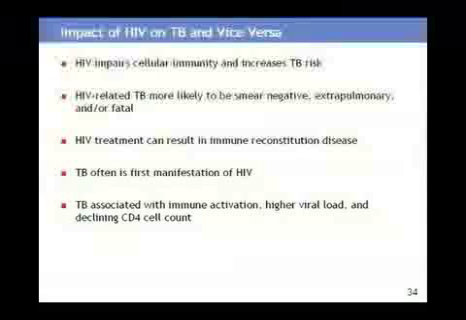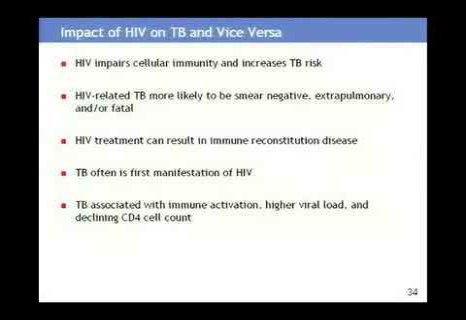TB often is the first manifestation of HIV. And the reason that this is a problem is we are trying to diagnose TB and HIV, both of them, as quickly as possible. But many people, when they feel symptoms of TB, that is the first time that they come into a healthcare center and get diagnosed with TB, and therefore they get diagnosed with HIV at the same time. And this complicates treatment for both diseases. TB is associated with immune activation, higher viral load, and declining CD4 cell count. So basically, when an HIV-infected person starts to get sicker, their risk of TB increases.